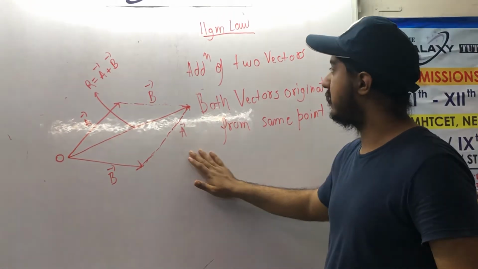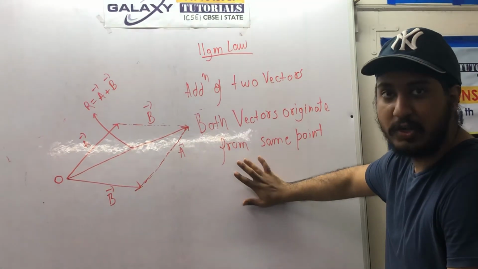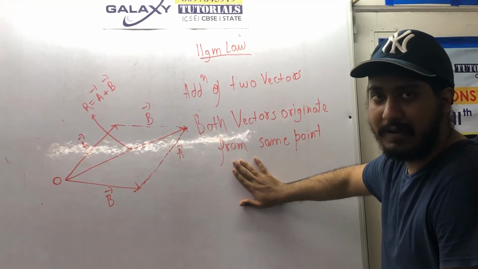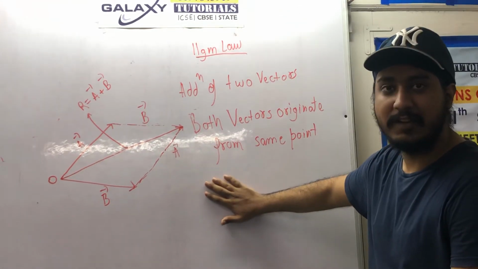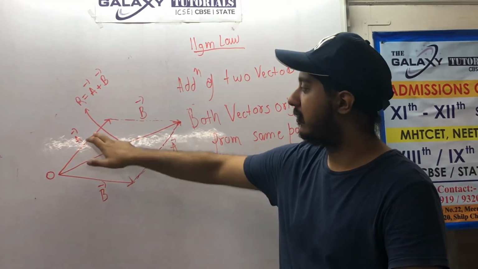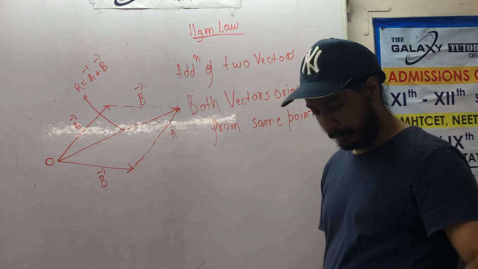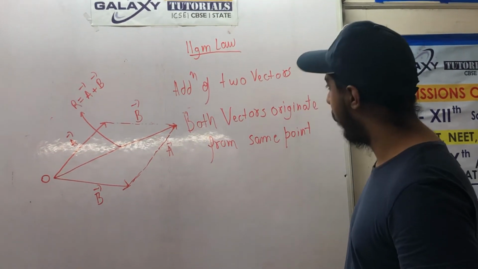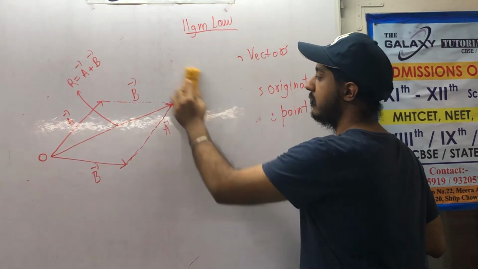So the important thing is the definition of the parallelogram law. It is used for addition of two vectors, where both the vectors originate from the same point O, and the resultant is given by the diagonal of the parallelogram formed by these two vectors. Okay, so now we will see this one in detail. It's quite simple, nothing complicated, because we have already seen triangle law, so we will find it quite easy.